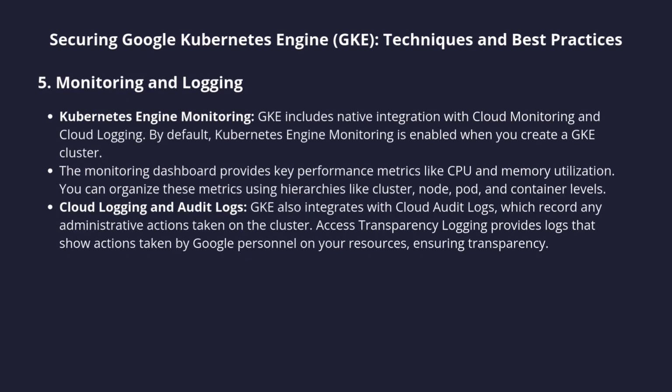5. Monitoring and logging. Kubernetes Engine Monitoring. GKE includes native integration with cloud monitoring and cloud logging. By default, Kubernetes Engine Monitoring is enabled when you create a GKE cluster. The monitoring dashboard provides key performance metrics like CPU and memory utilization. You can organize these metrics using hierarchies like cluster, node, pod, and container levels.